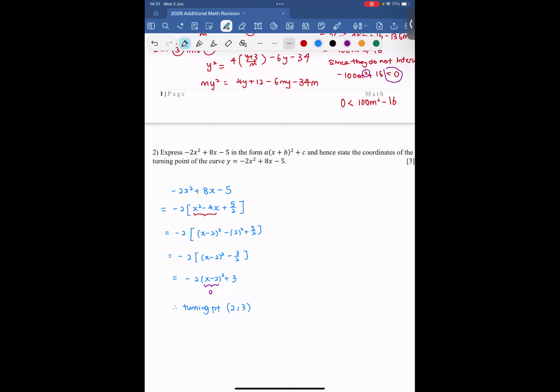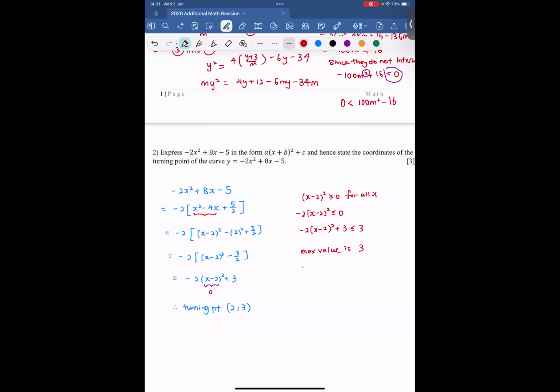Okay, if the question does ask you to explain why the turning point is that, you have to state this first. You have to tell me that this is more than or equals to 0 for all values of x. Then when you take -2, it will be less than or equals to 0. Then when you add 3, this side also adds 3. So this thing is less than or equals to 3, which tells me that the maximum value is 3.